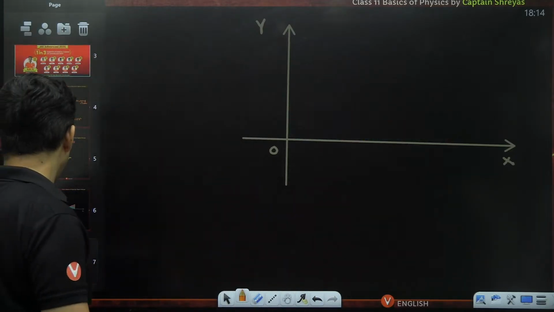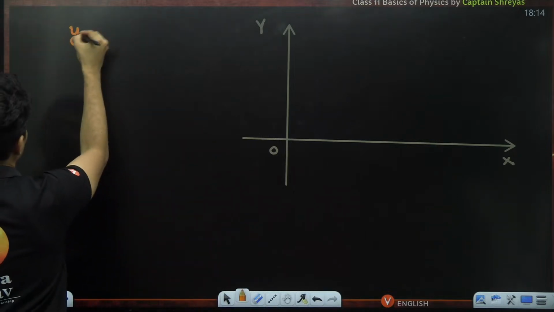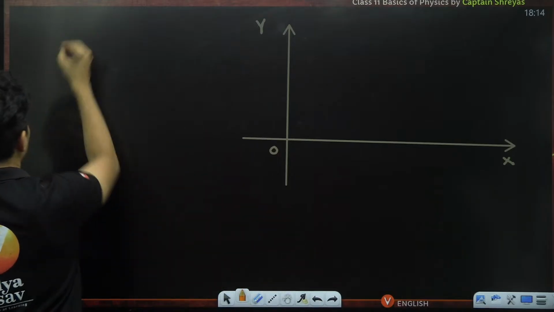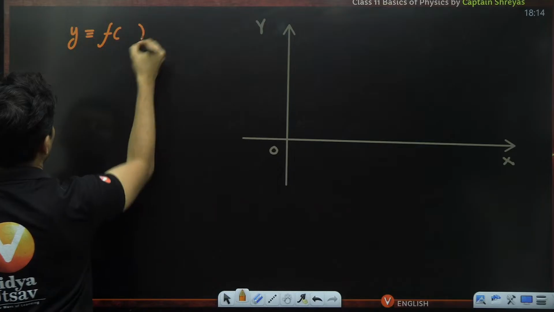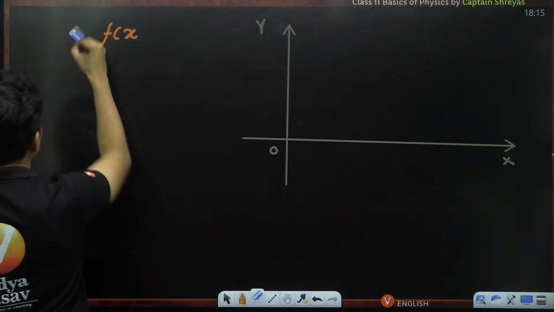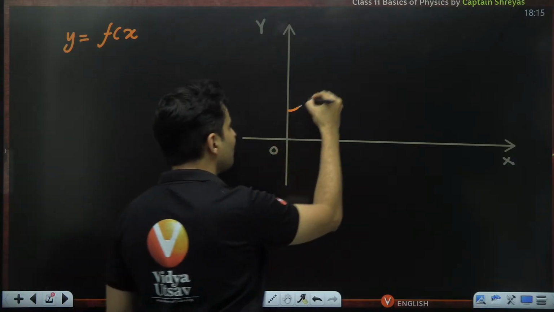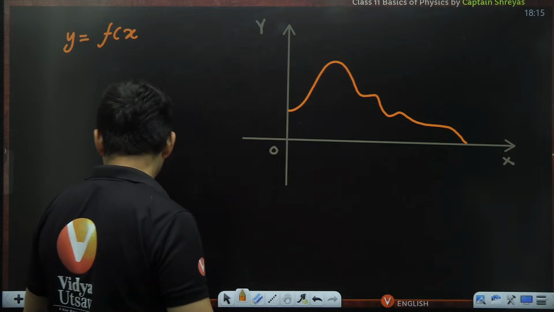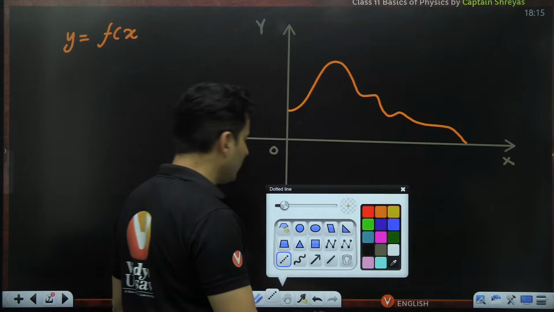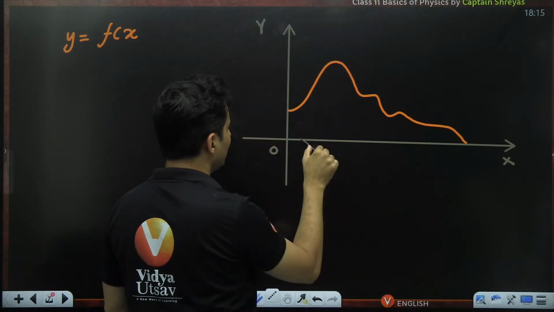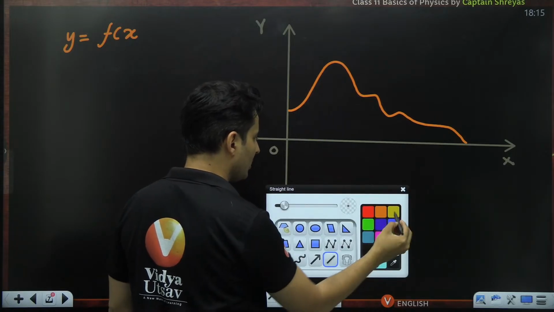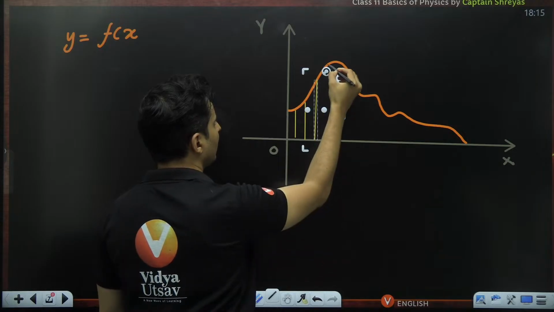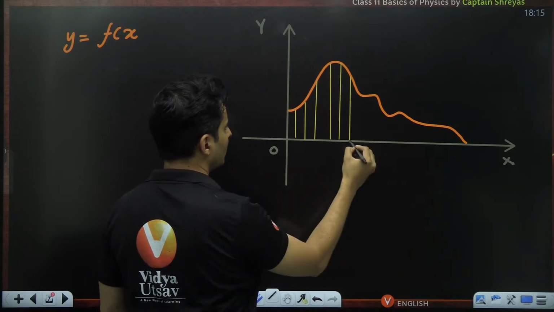The problem happens when our function y is equal to f of x happens to be some curve like this. That's where the problem happens. Because now, one option with us is using our old school method, where I make small blocks over here by drawing many lines like this, like this.